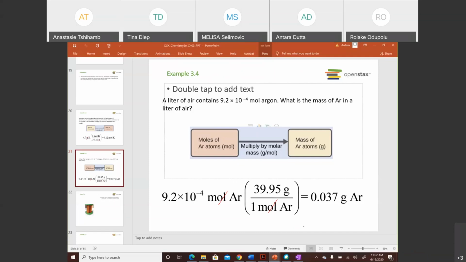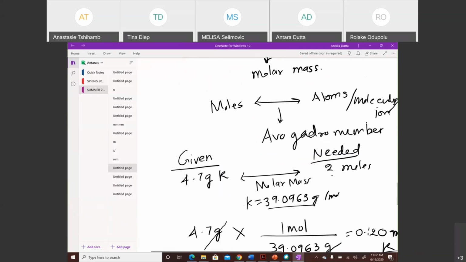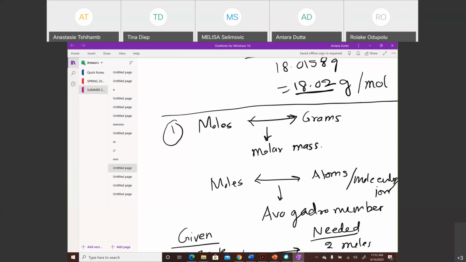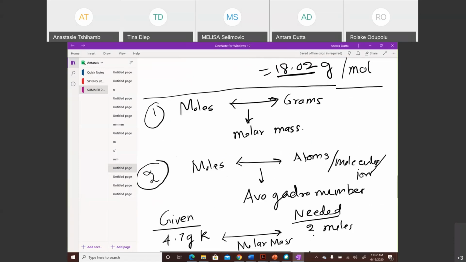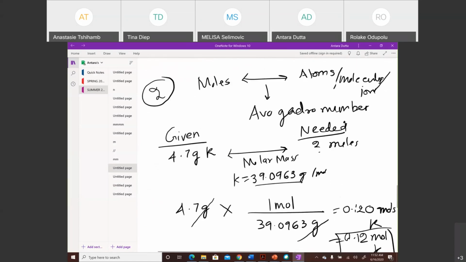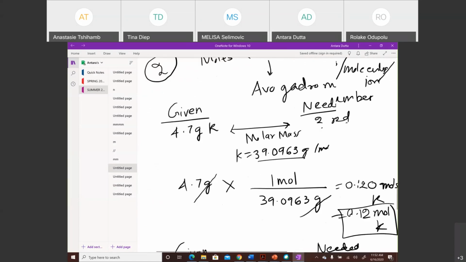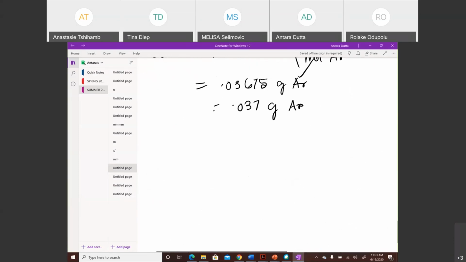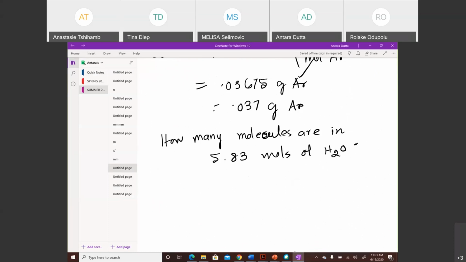Okay. So now we are going to use the second conversion factor. Remember, this is the first one we just did, and this is the second one: moles to atoms, atoms to moles, or moles to molecules, molecules to moles. So let's say I ask you, how many molecules are in 5.83 moles of water? Okay, if that is your question.